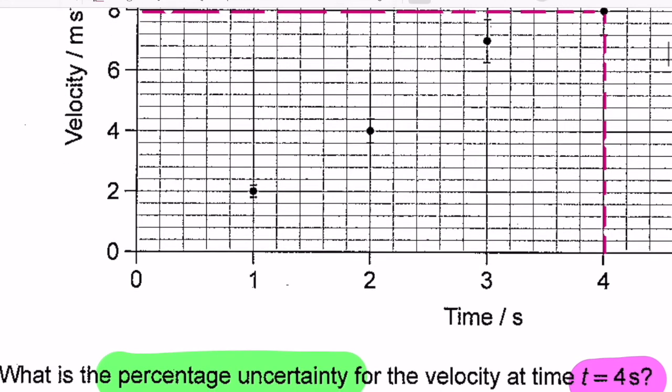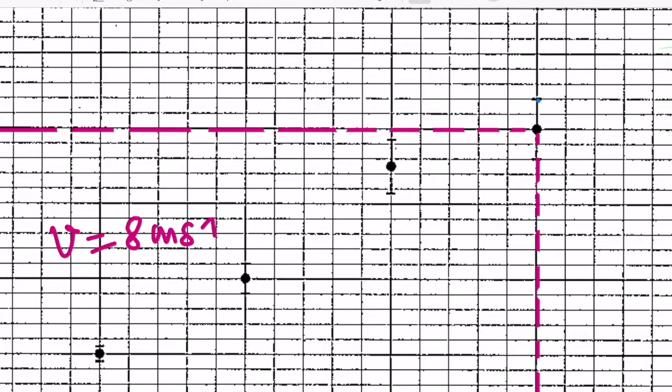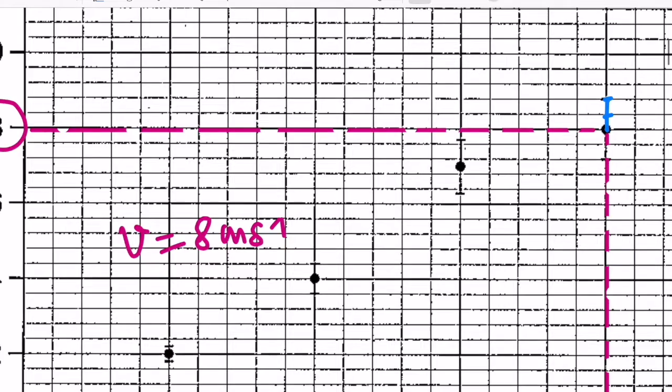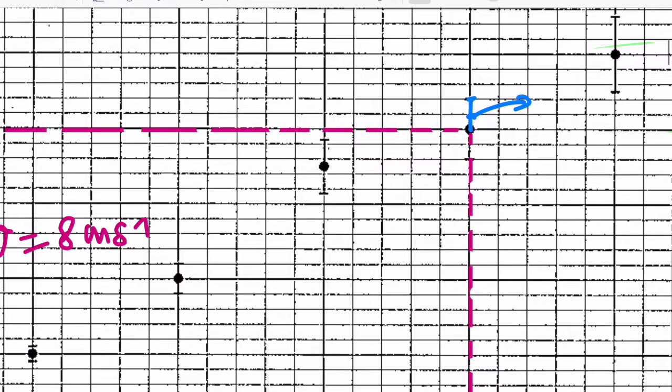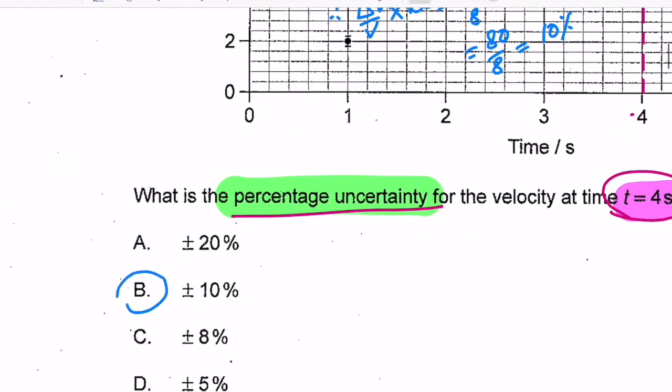They talk about percentage uncertainty at 4 seconds, right? At 4 seconds, the speed is 8 meters per second. Second, let's look at this error bar. The error bar goes 2 squares up. So this is 0.4, 0.4. Each box is 0.4, so this length must be 0.8 meters per second, right? So percentage uncertainty is delta V over V times 100. 0.8 is the uncertainty, 8 is the speed, times 100, 80 divided by 8, 10%, right? So this answer should be B.